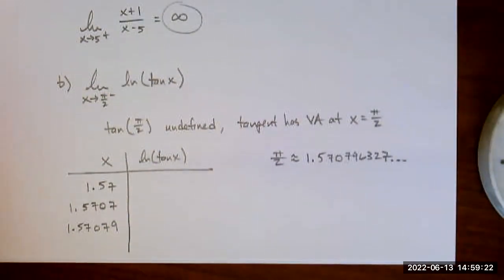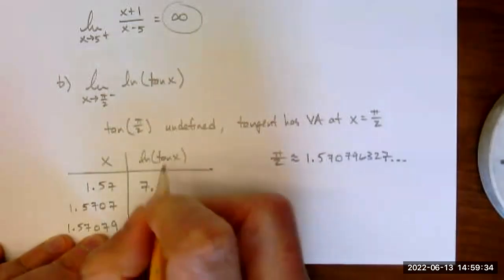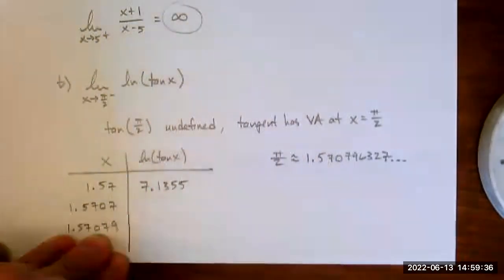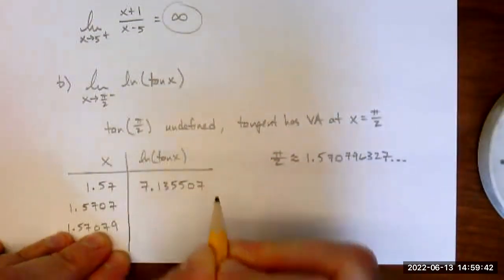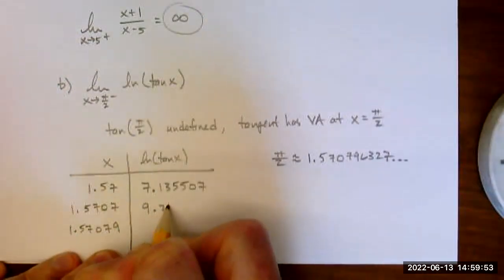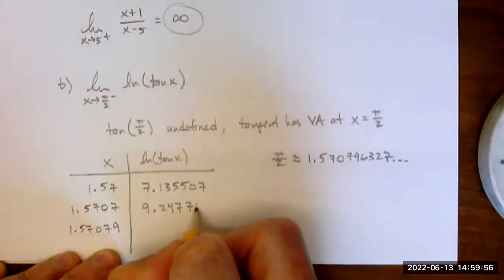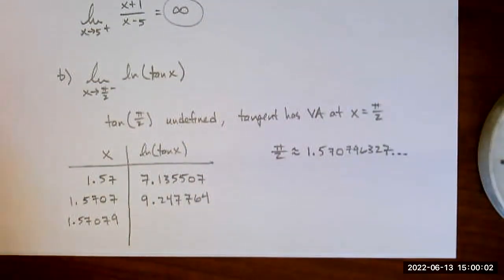So let's see here. The natural log of tangent 1.57, make sure in radians. I got 0.7 after rounding. Let's try this for the next one, 1.5707. That gives 0.9. It got a little bit bigger, not too much.